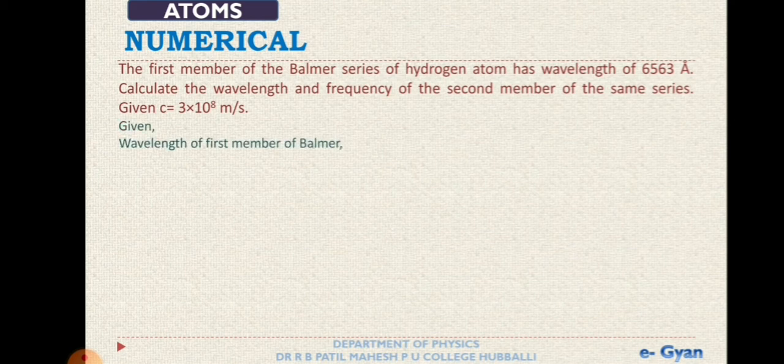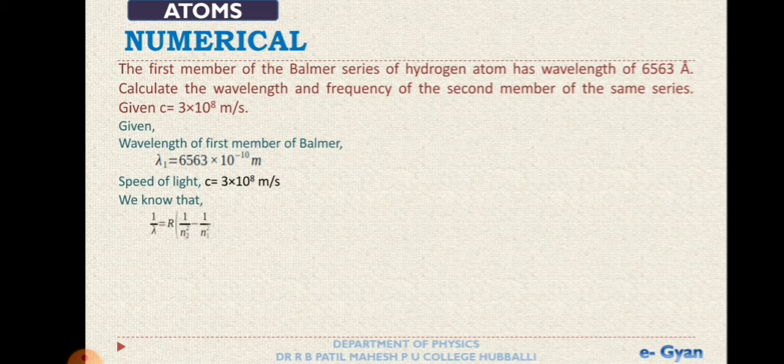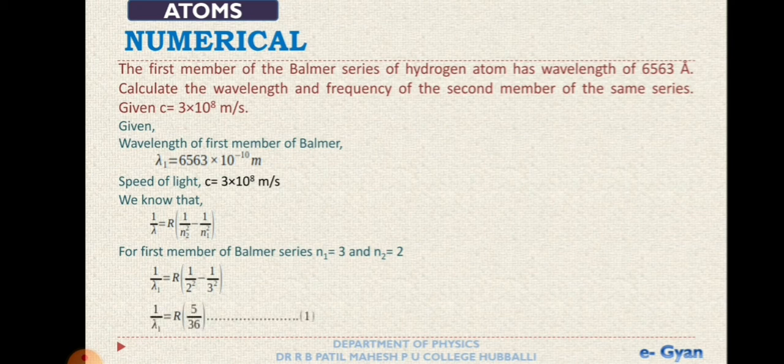Now here, the wavelength of first member of Bohr's is given as 6563 into 10 to the power of minus 10 meters. Speed of light as c is equal to 3 into 10 to the power of 8 meter per second. We know that 1 upon lambda is equal to R into 1 upon n2 square minus 1 upon n1 square. For first member of Bohr's series, n1 is equal to 3 and n2 is equal to 2. So when we substitute, we get 1 upon lambda 1 as R into 5 by 36. We call that as equation number 1.